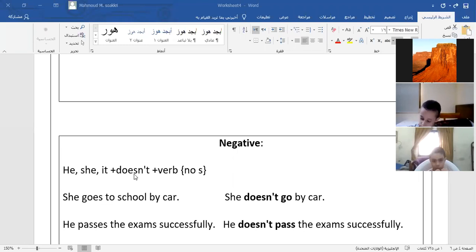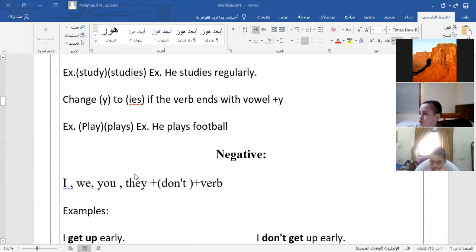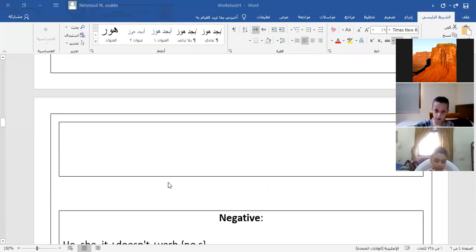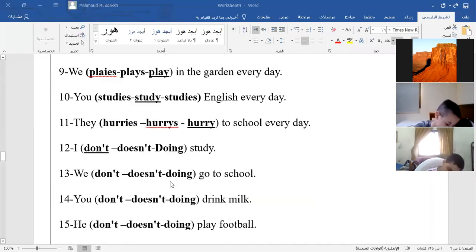Excellent. Now look here. I, read please. I, we, you, they, plus don't. Excellent. Don't. Excellent, Qusay. You are a very good student. You are doing very well. Number 13. Read again, please. We doesn't go to school. Okay, this is we. Read it again. We.